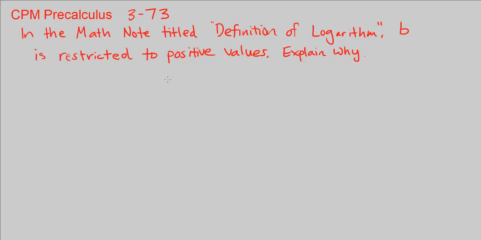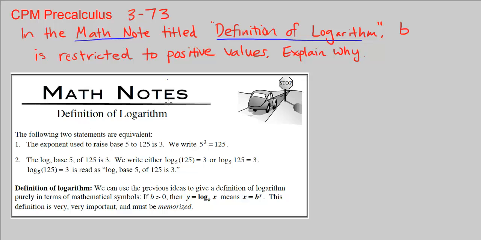This is CPM Precalculus Chapter 3, number 73. Here we're asked to look at the math note titled Definition of Logarithm. Why is b restricted to positive values? Okay, so let's take a look at the math note.